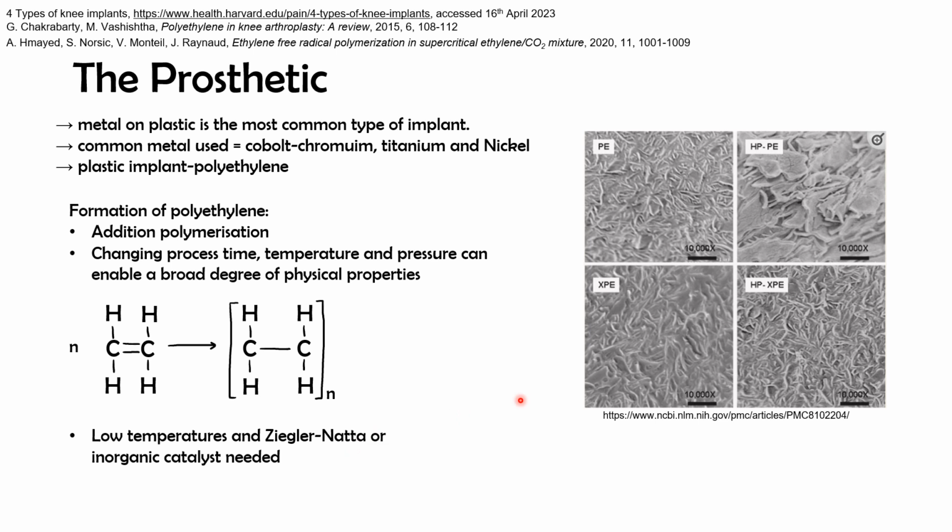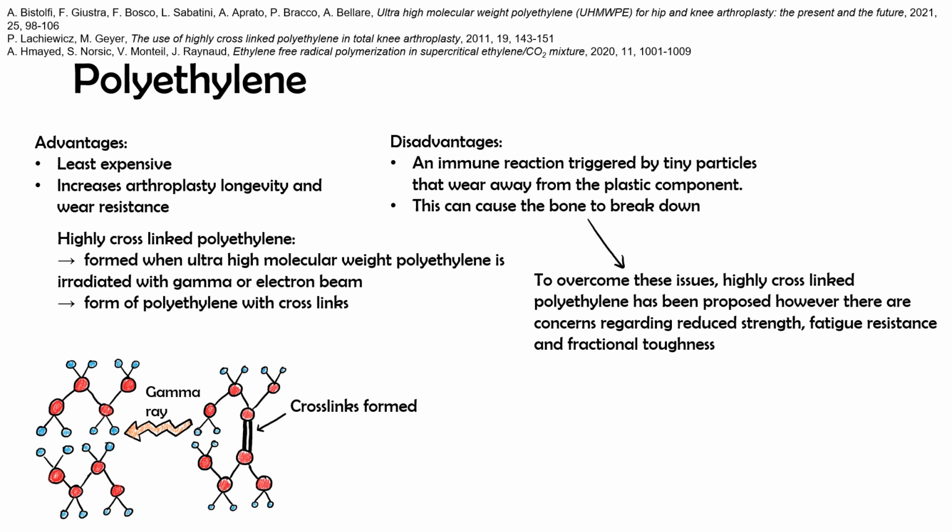This is a diagram of a microscope that shows the difference between highly cross-linked polyethylene and polyethylene. This is the most inexpensive implant and has the longest record for safety and implant life span. It also increases replacement longevity and wear resistance more than other implants. However, a potential risk is an immune reaction triggered by tiny particles that wear away from the spacer. This can cause the bone to break down, leading to loosening and failure of the implant.